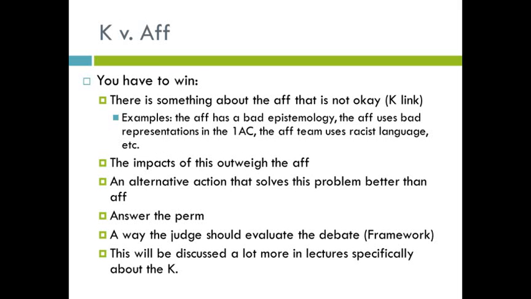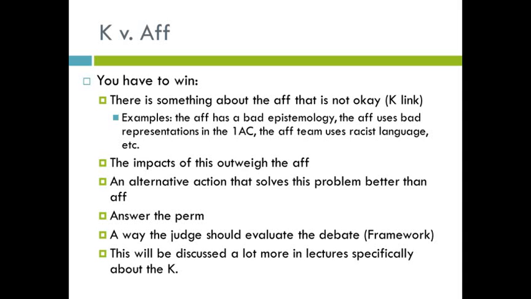The last world is the K versus the AF. So you have to win the following things. First, you have to win that there's something about the AF that is not okay. So that's the K-link. So examples are the AF has a bad epistemology, the AF uses bad representations, and the 1AC are bad reps, or the AF uses racist language, etc. Next, you have to win that the impacts of this bad thing that the AF does outweighs the AF. Okay? So the impacts of racism, for example, outweigh the impacts of the AF.